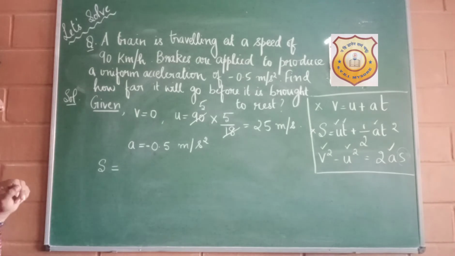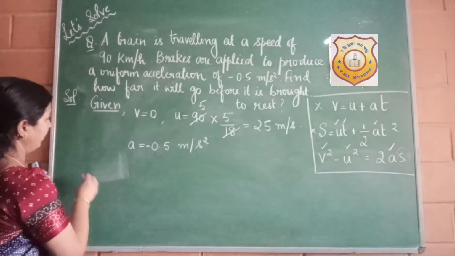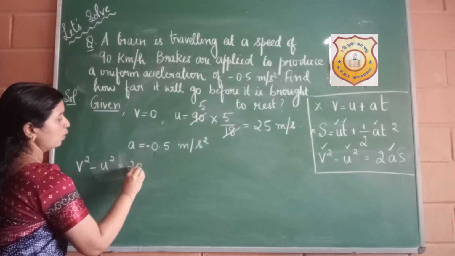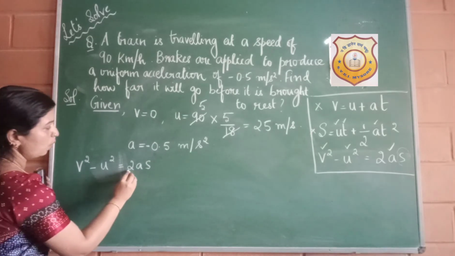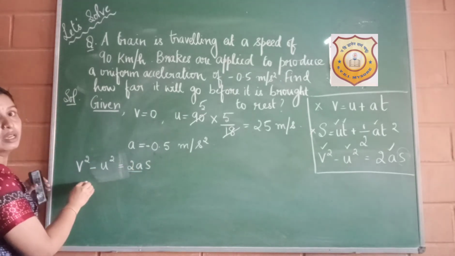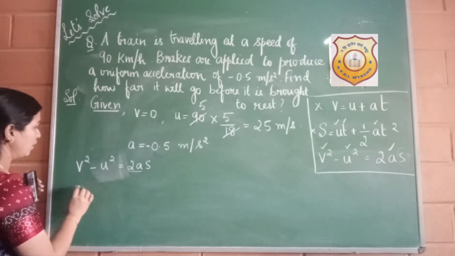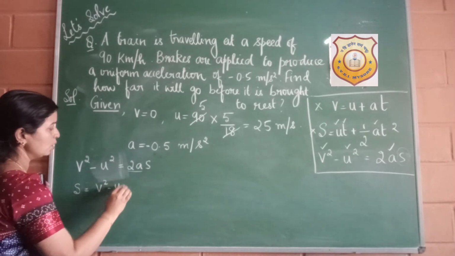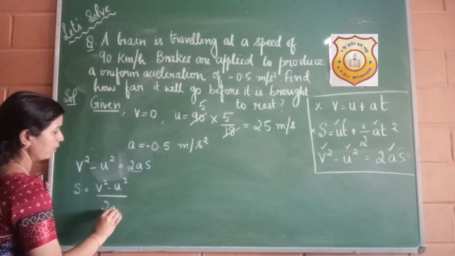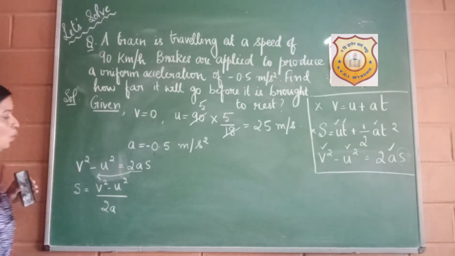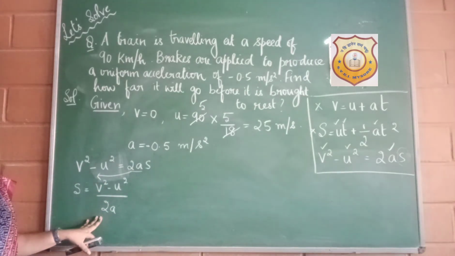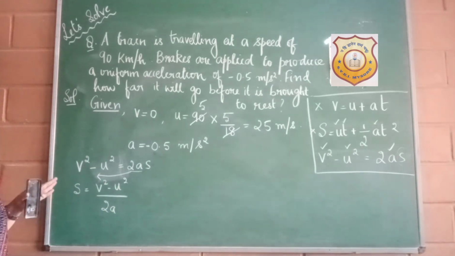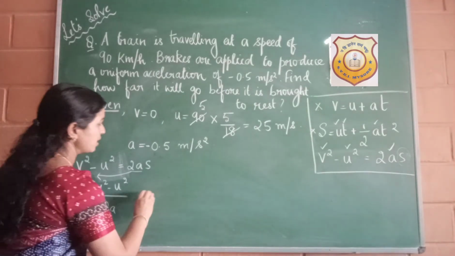So what are we going to write here? We know that v square minus u square is equal to 2as. This 2a we are going to bring to the denominator on the other side. So it will be s equal to v square minus u square by 2a. We bring this 2a down, so it becomes the denominator when it goes to the other side, and for convenience we have brought s to this side and the remaining quantities to the right hand side. So we are going to substitute all the values here.